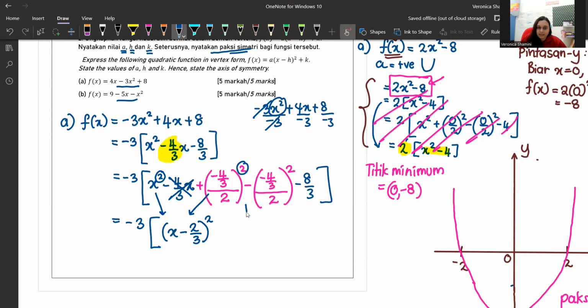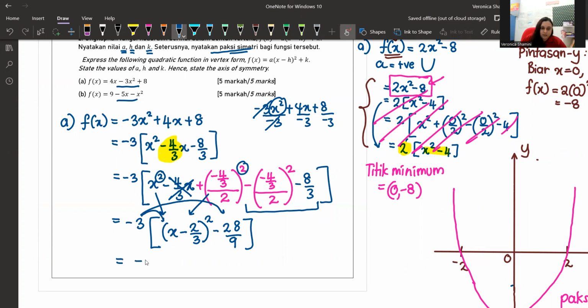This one, the one teacher is putting a border on, use your calculator to find the answer. Negative 2 over 3 squared minus 8 over 3. Okay, teacher is getting negative 28 over 9. Okay, settle, right? Almost ready. Don't forget, the negative 3 must be multiplied back in.